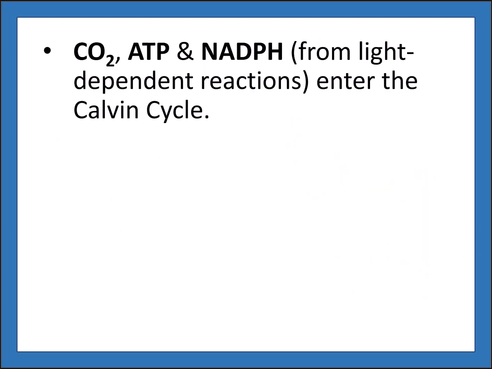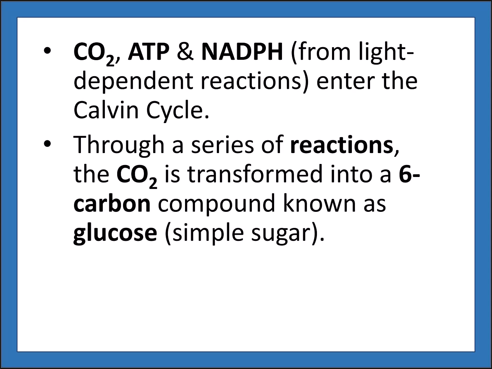So in the light independent reactions, this is where we're bringing in the carbon dioxide. And then ATP and NADPH from the light dependent reactions are also coming into this second portion, and they enter into the Calvin cycle. Through a series of reactions, the carbon dioxide is transformed into a 6-carbon compound known as glucose, which is simple sugar.